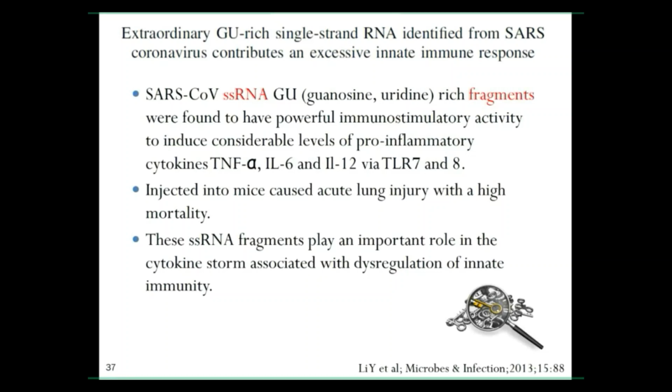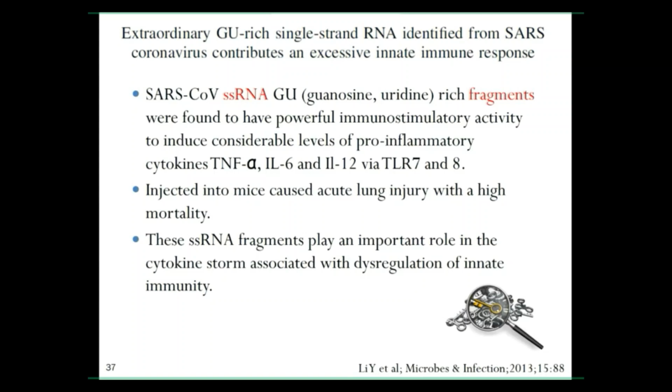So this was from SARS, and the title is Extraordinary GU-rich single-stranded RNA identified from SARS coronavirus contributes to an excessive innate immune response. So what they did in this study, they took fragments of single-stranded RNA. You can see here single-strand RNA fragments, it wasn't the entire genome, and they were found in vitro to have enormously powerful immunostimulating activity, inducing considerable levels of pro-inflammatory mediators. And these are mediated through your intracellular pathogen recognition molecules, toll-like 7 and toll-like 8. So you have this massive amount of RNA fragments.